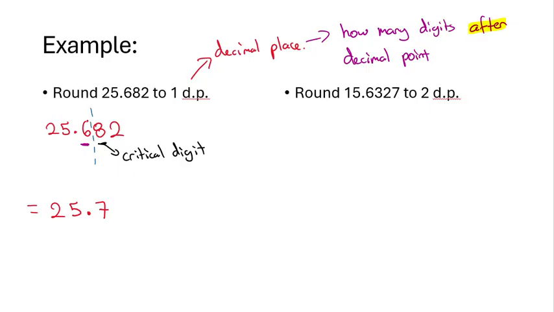You can think about it like this: you've got a 6 there, and one number after the 6 is just a 7. And I'll show you more of what that statement means in the next example here.